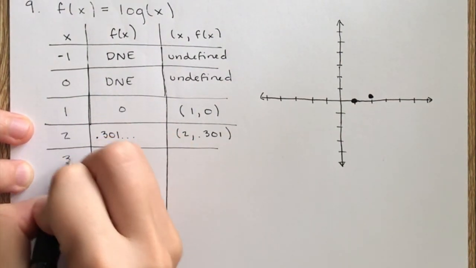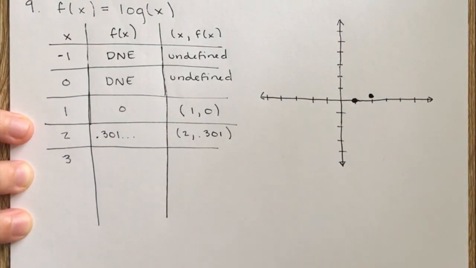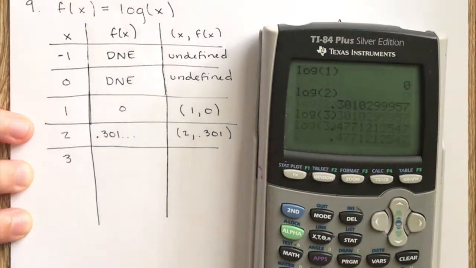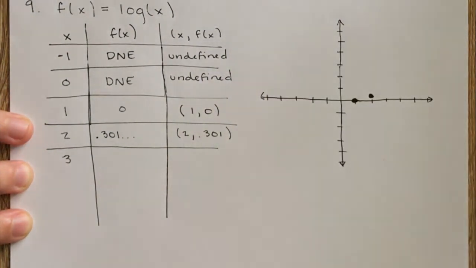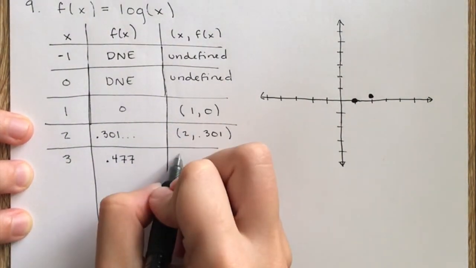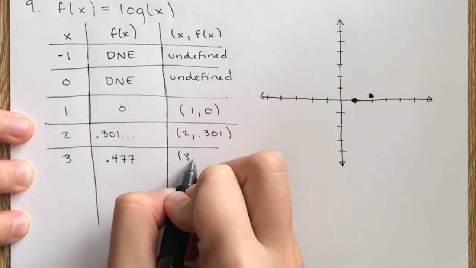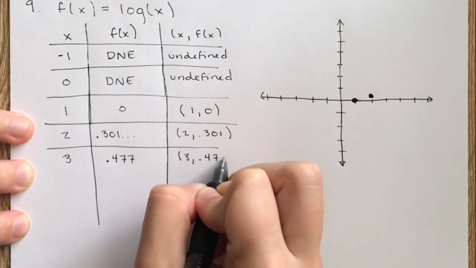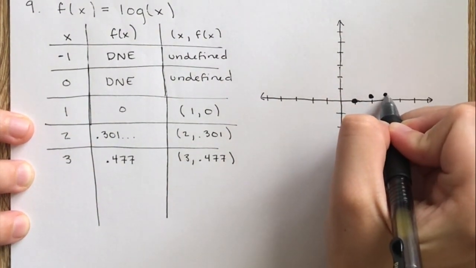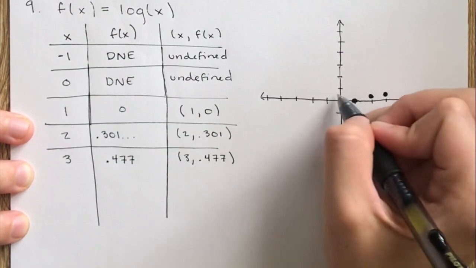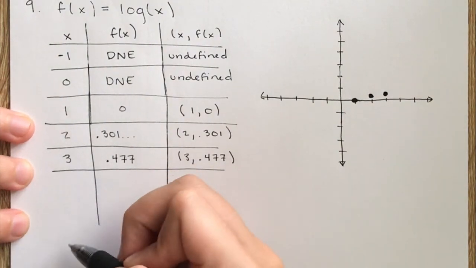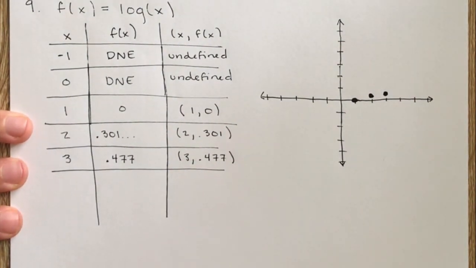We do 3. Let's do log of 3. We've got 0.477. So we're about here-ish, kind of close to half. If we do 4, 5, 6, etc., we get pretty ugly numbers.